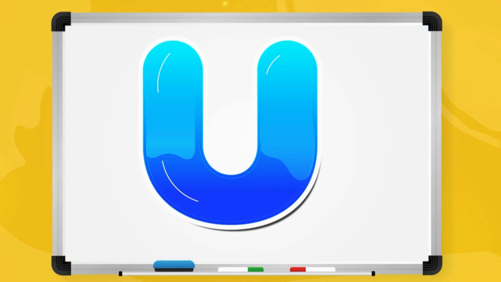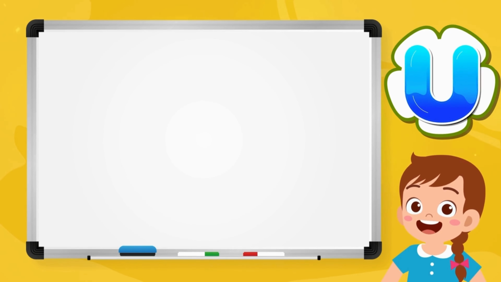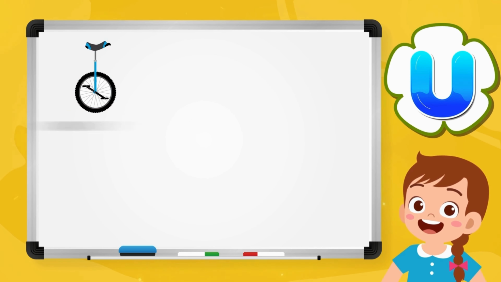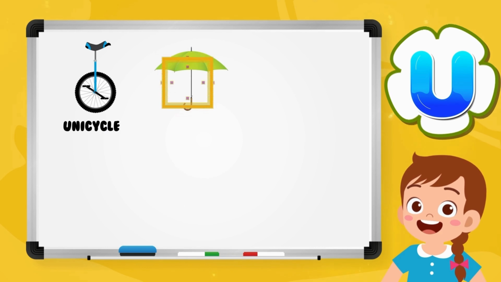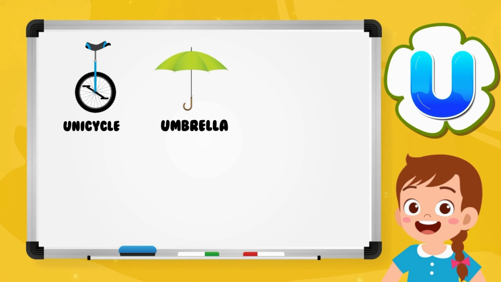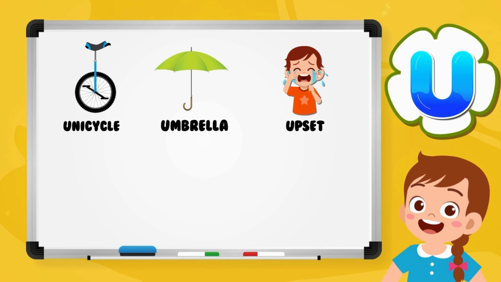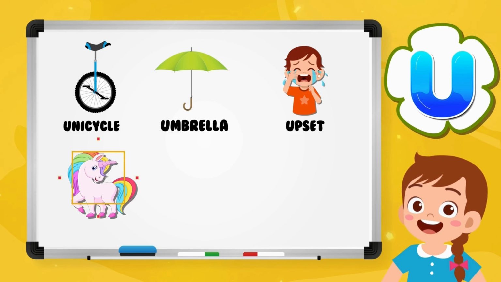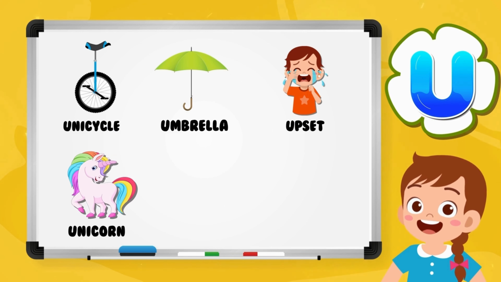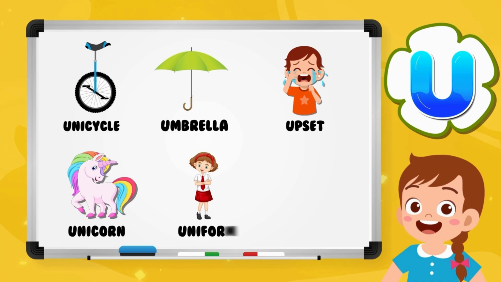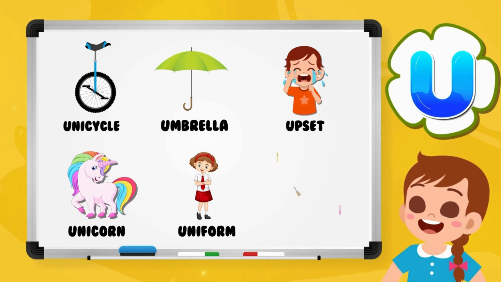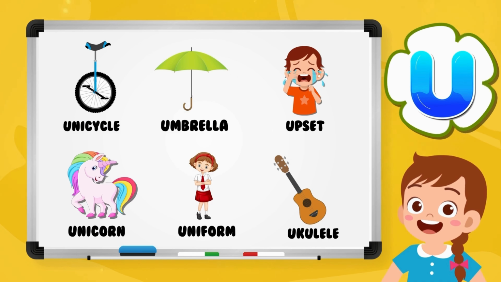U. U is for unicycle. U is for umbrella. U is for upset. U is for unicorn. U is for uniform. U is for ukulele.